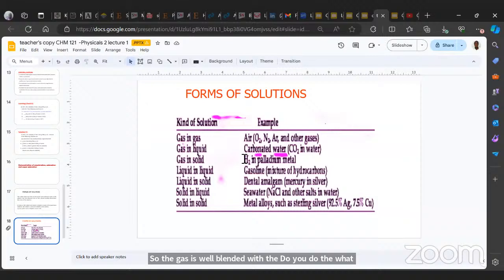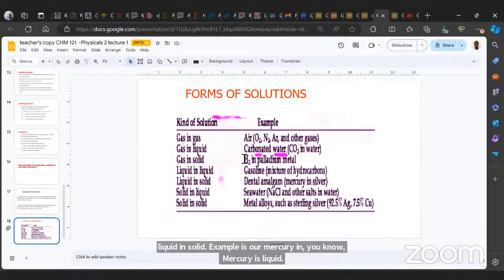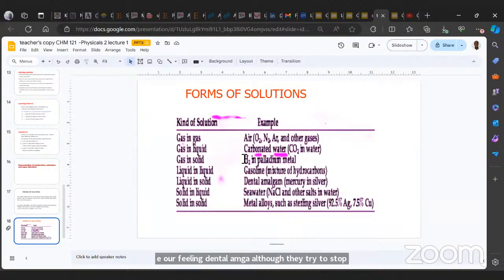You have gas in solid. Example, hydrogen gas in palladium metal is usually trapped and mixed well so that you don't see it. We have liquid in liquid. Example is gasoline. In our fuel, many things are mixed together to give us our fuel. We have liquid in solid. Example is mercury in silver. Mercury is liquid and silver is solid, but they are mixed to make dental amalgam for fillings. Although they've tried to stop mercury from being used now, there are newer types. But mercury in silver is this liquid in solid solution. We have solids in liquid: seawater, sodium chloride, and other things that dissolve in it.